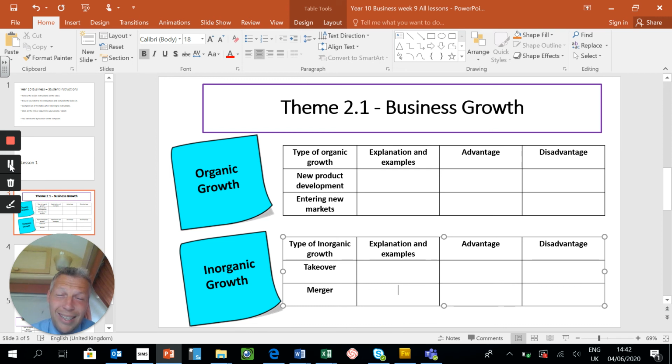Disadvantage, similar to mergers really. One of the main things is the considerable amount of money it would cost to take over, buy out another business. Same really with merging, but obviously joining together, all of the different signage and things you would have to change. But with a takeover, a disadvantage would be mainly down to the cost it would take to take over. And of course, again, it's a risk. You don't know if it's going to be a success.